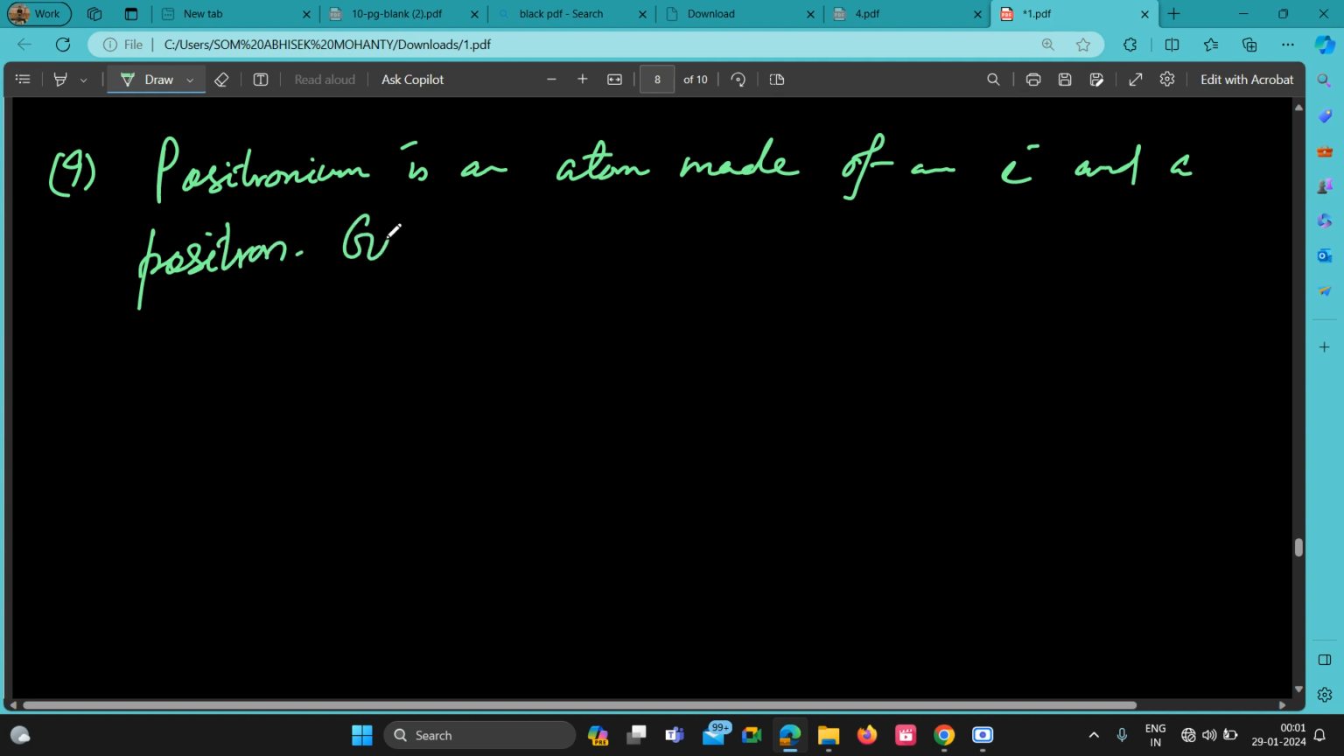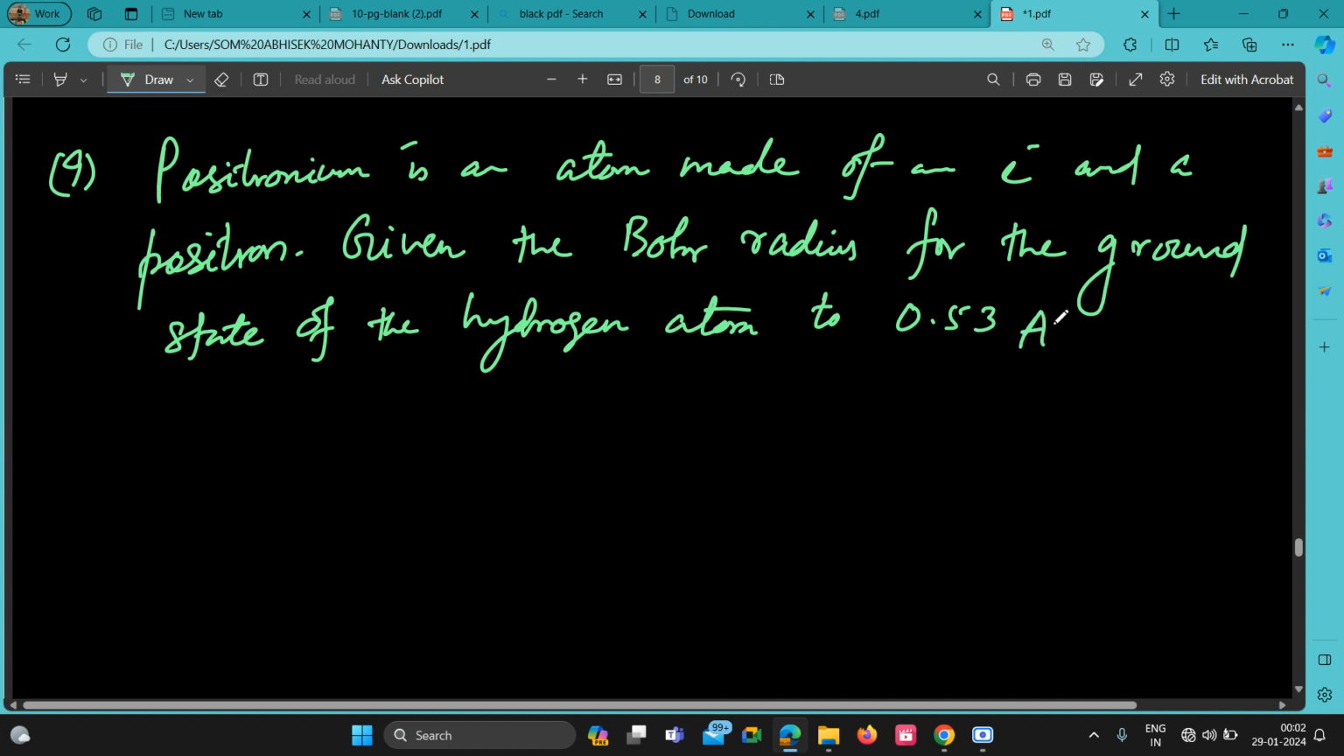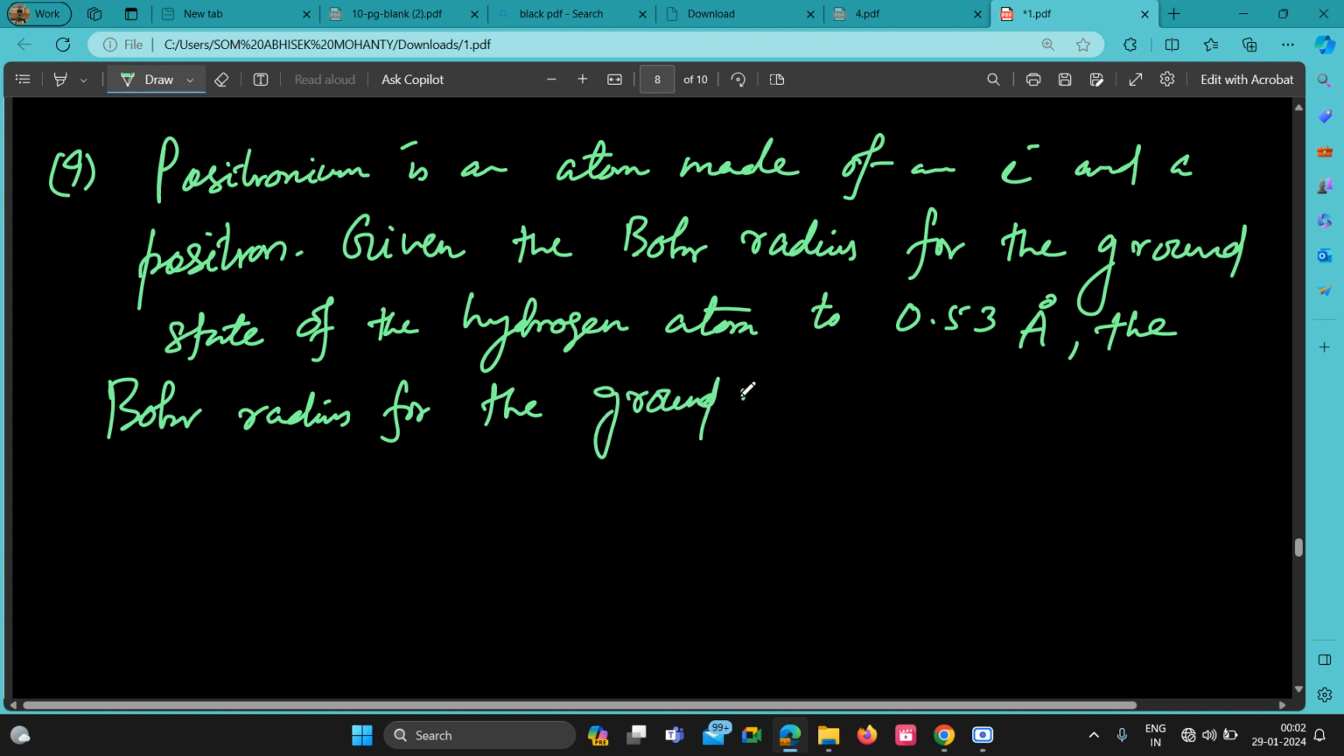Given the Bohr radius for the ground state of the hydrogen atom to be 0.53 angstrom, the Bohr radius for the ground state of positronium is?